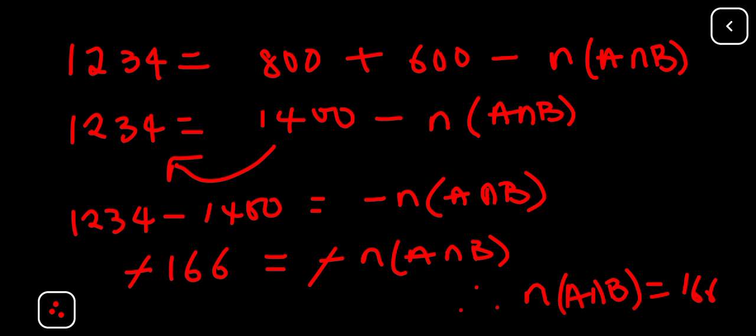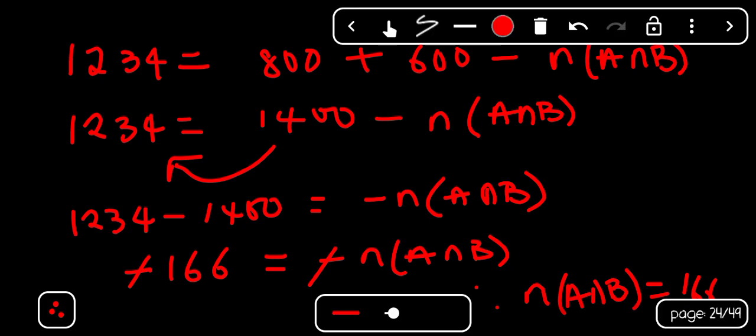So let me just confirm this solution I did here. So 1400 minus 1234. Yeah, that's it. So this is how you use the formula method. But what about the Venn diagram method? The Venn diagram method is actually the simplest method to use in solving set problems. But you may disagree, depending on you.